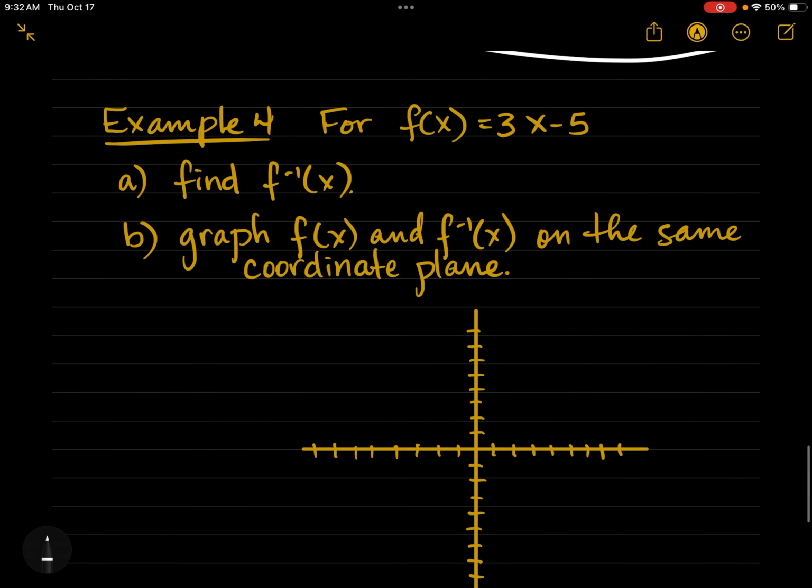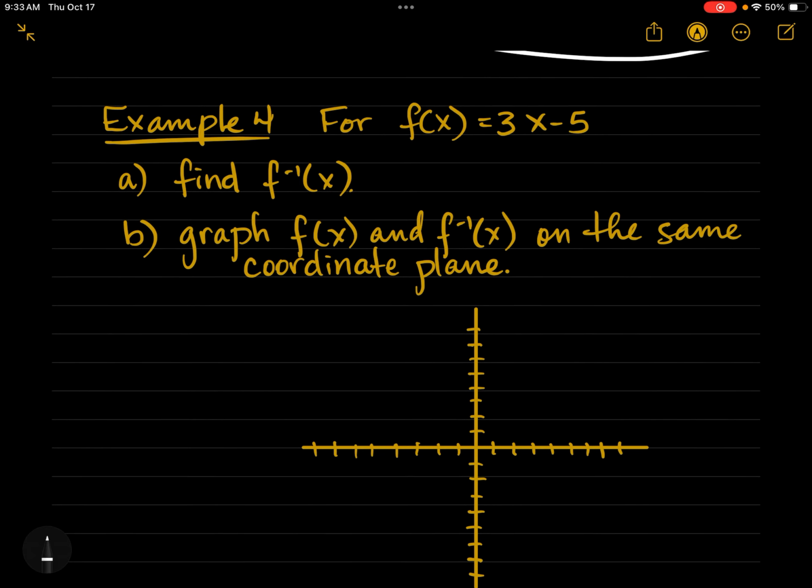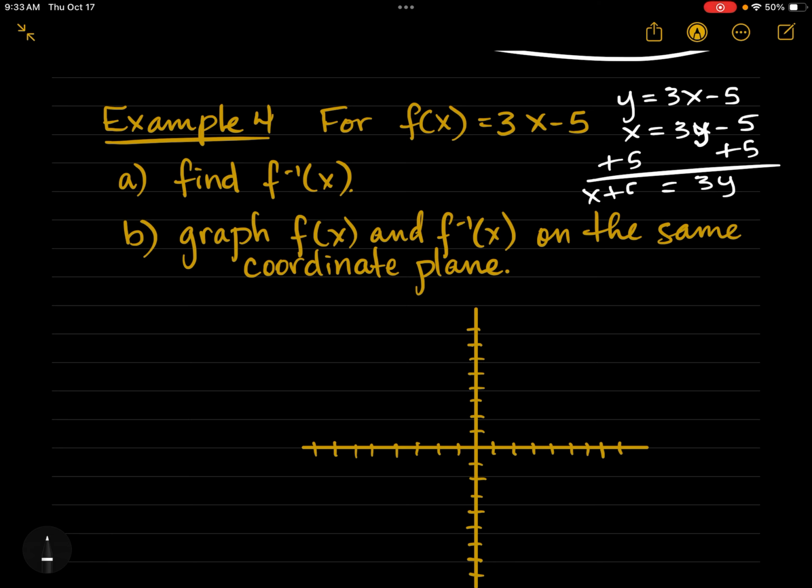Alrighty, our final example. First step, we're going to find the inverse. So that's going to be y equals 3x minus 5. Switch the x and y. Oh, that becomes a y now. Solve for y. And already, hopefully, you start getting used to this process. And now you see we have our inverse. Now this says graph both on the same coordinate plane.